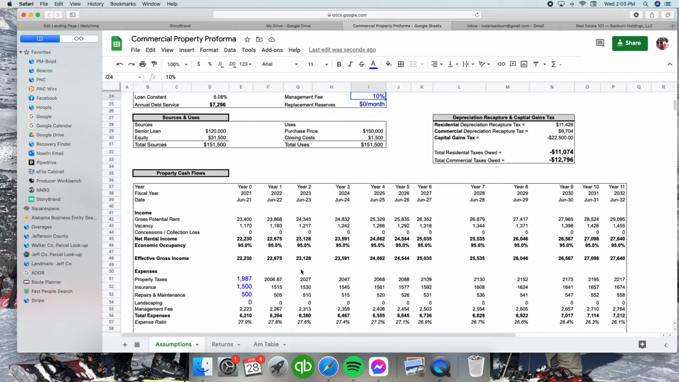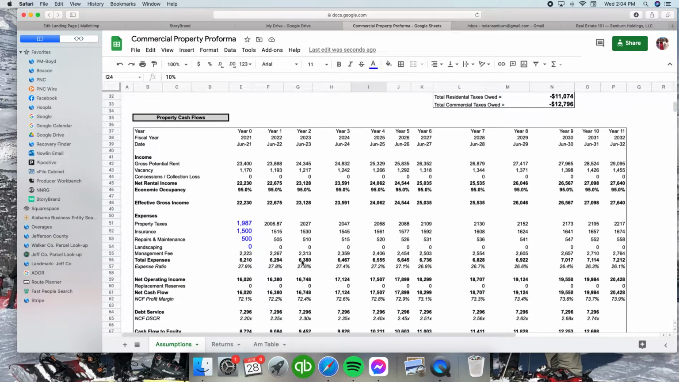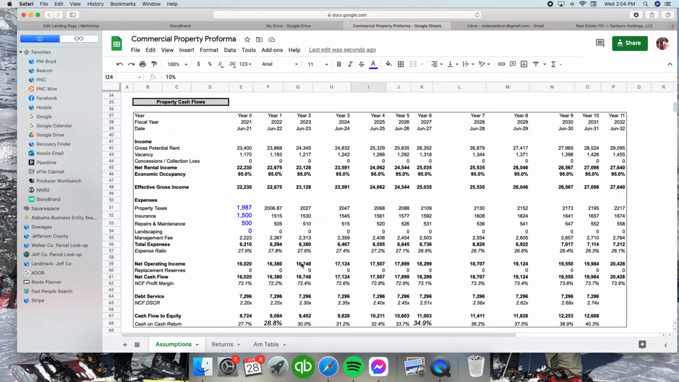So let's go into the property cash flows now. This is where we open up the hood on what runs this deal. Let's go down this first column. Our gross rents are going to be about $23,400. We have to put some money aside for vacancies in case we have some turnover when a tenant leaves. So our effective gross income, after we take out some inevitable loss, is roughly $22,000.